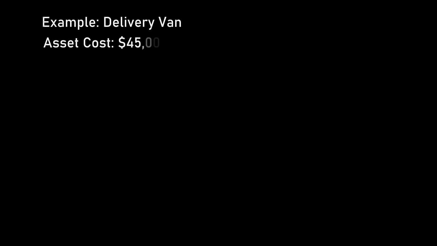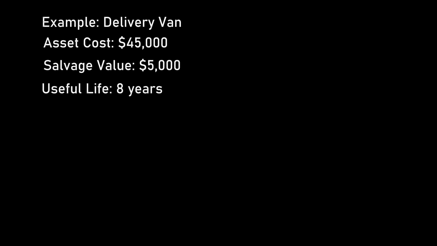Let's put this formula into practice with a worked example. Imagine a small business buys a high-end delivery van. The cost of the van is $45,000. The business expects that after 8 years of hard work, they can sell the van for $5,000. This gives us a useful life of 8 years.